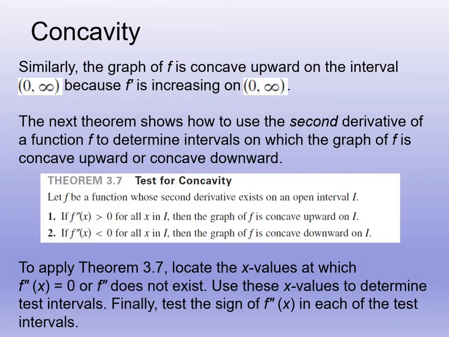Okay, now we can do a test for concavity using the second derivative. If we look at Theorem 3.7, it says let f be a function whose second derivative exists on an open interval I. If the second derivative is greater than 0 for all x in I, then the graph of f is concave upward on I. So we're going to take the second derivative and apply a test, kind of like we did last section, and we're going to do test intervals, and based on if the second derivative is positive or negative there, we're going to be able to conclude whether the graph is concave up or concave down.